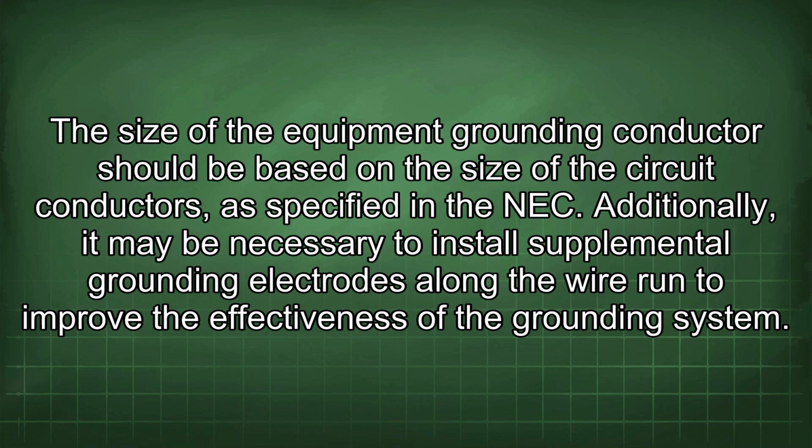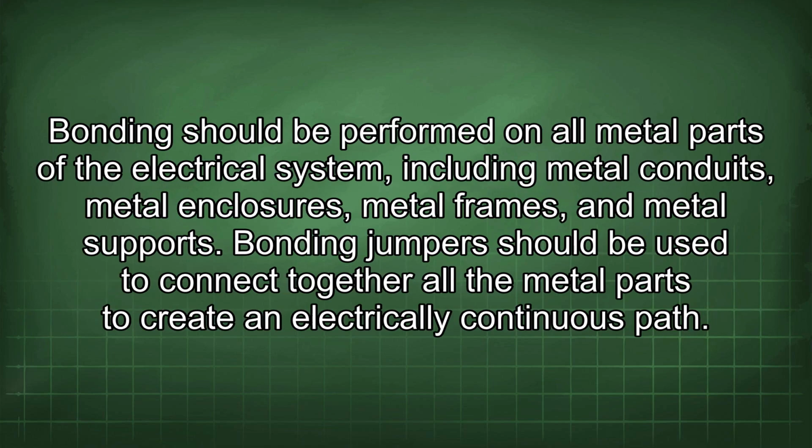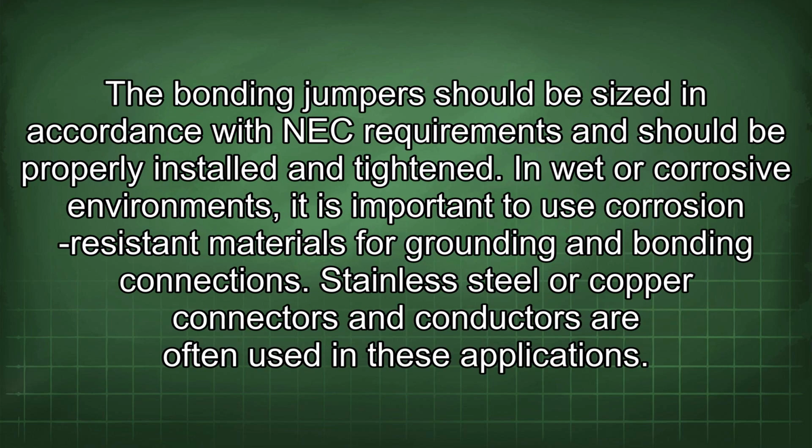of the grounding system. Bonding should be performed on all metal parts of the electrical system, including metal conduits, metal enclosures, metal frames, and metal supports. Bonding jumpers should be used to connect together all the metal parts to create an electrically continuous path. The bonding jumper should be sized in accordance with NEC requirements and should be properly installed and tightened.